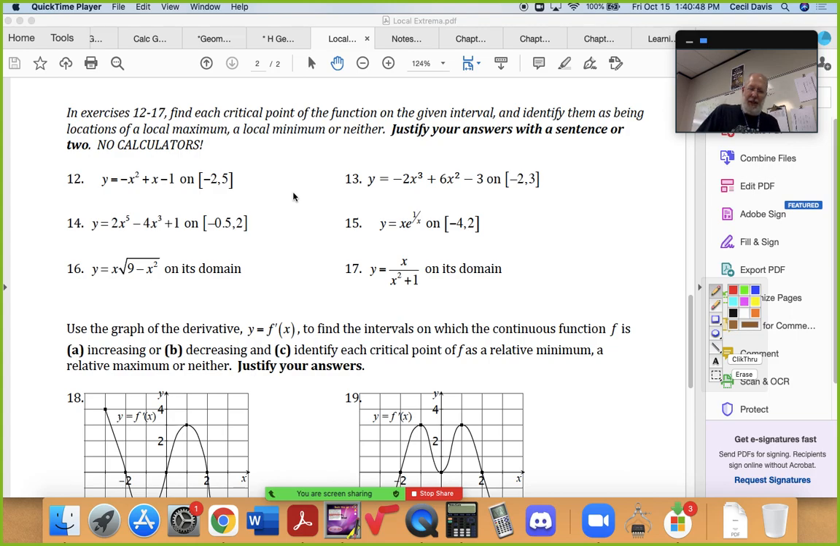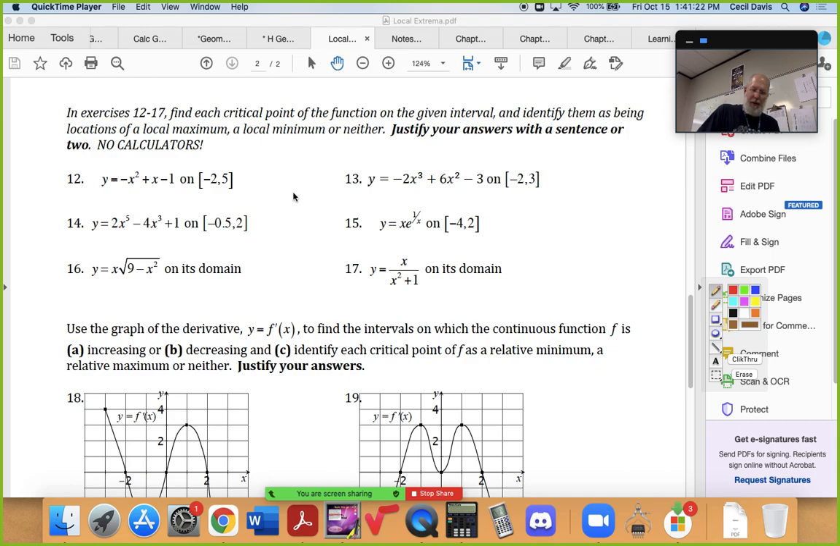For number 15, there are two critical points, x equals 0 and x equals 1. X equals 0 is not a critical point because the original function doesn't exist at 0 either. At x equals 1, you have a local minimum because y prime changes from negative to positive at x equals 1.